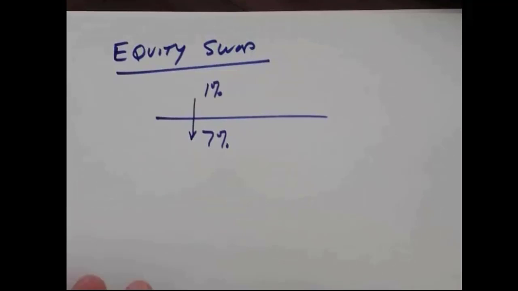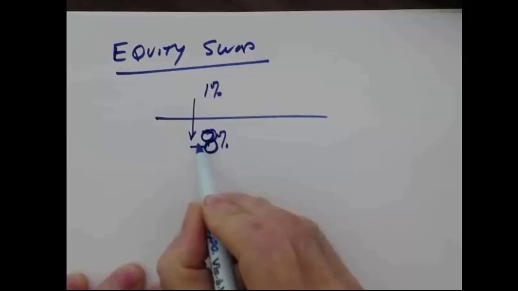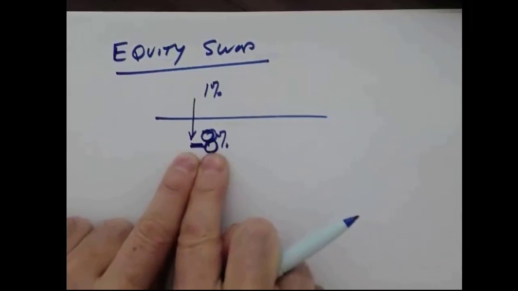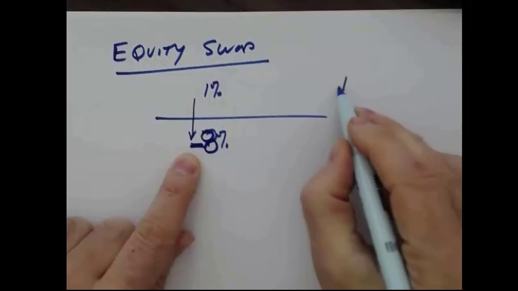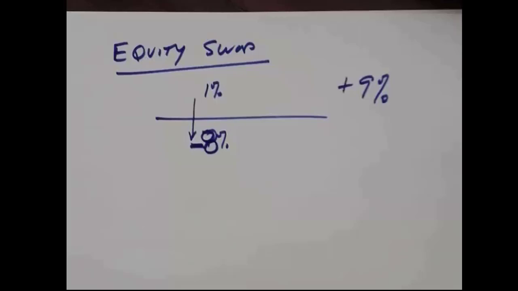receive a net payment of 8% plus 1%. So this would be negative 8% here, right? So you're paying a negative, which is a positive, so the whole thing nets out to be a positive 9% for that equity swap. Now, that was just a quick and dirty example of an equity swap.